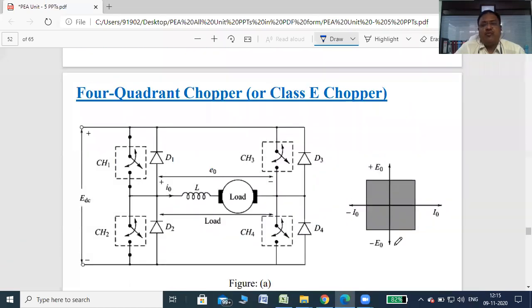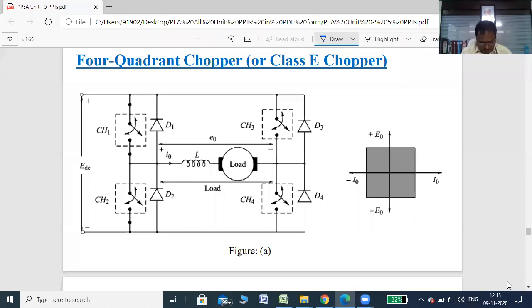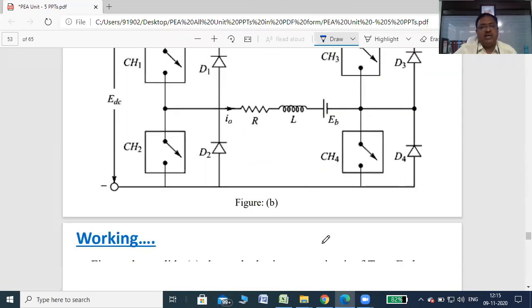Now the next one is the four quadrant chopper, also called a class E chopper. Okay, this is a combination of two type C choppers. Chopper 1, chopper 2, diode D1 and diode D2 form the first class C chopper, and then chopper 3, chopper 4 and diodes D3 and D4 form another class C type chopper.